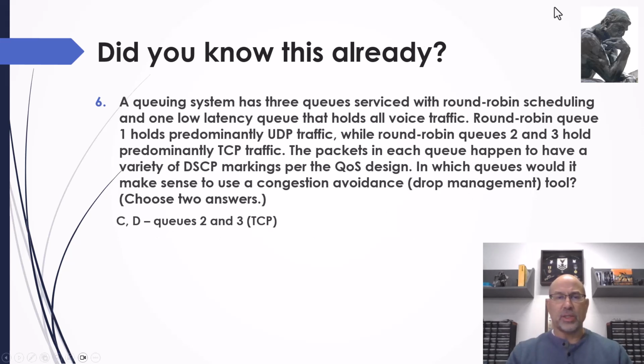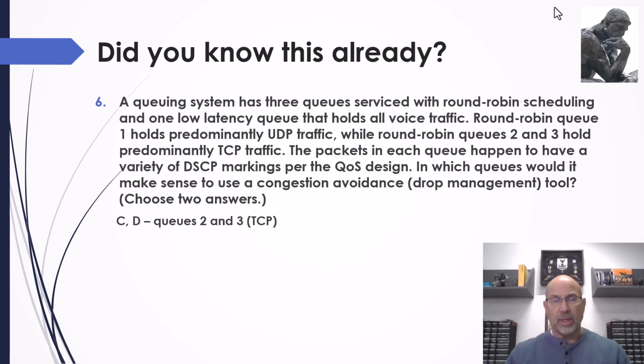Question number 6. A queuing system has 3 queues serviced with round-robin scheduling. So they're just going pop, pop, pop, pop, pop. But then it's got one low-latency queue that holds all the voice traffic. The round-robin queue 1 holds predominantly UDP traffic, while round-robin queues 2 and 3 hold predominantly TCP traffic. The packets in each queue happen to have a variety of DSCP markings per the QoS design. In which queues would it make sense to use congestion avoidance or some kind of drop management tool?